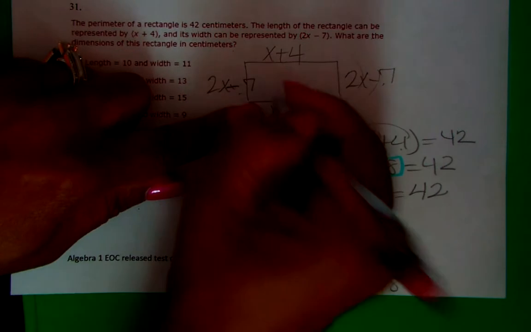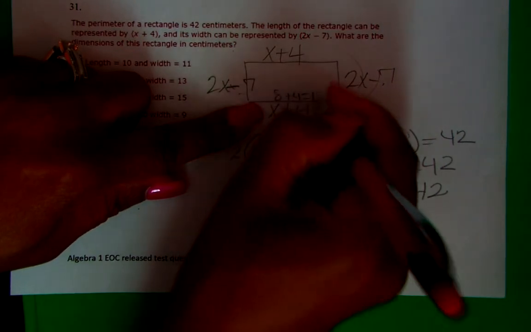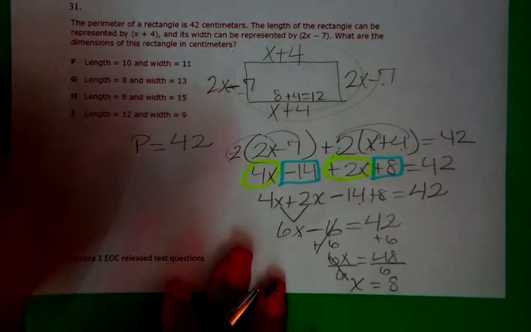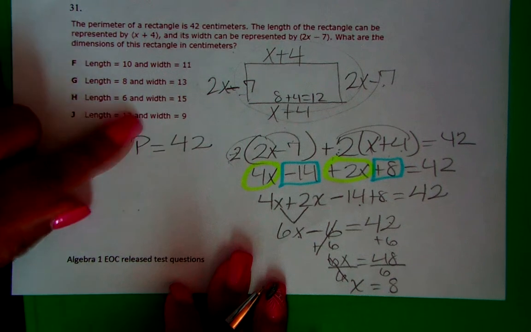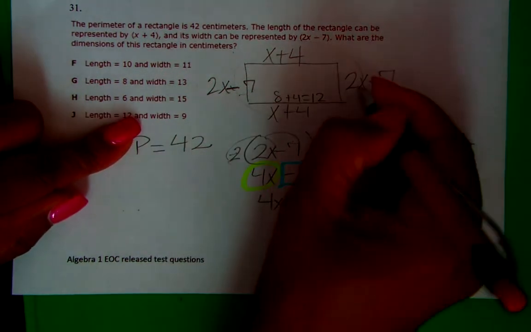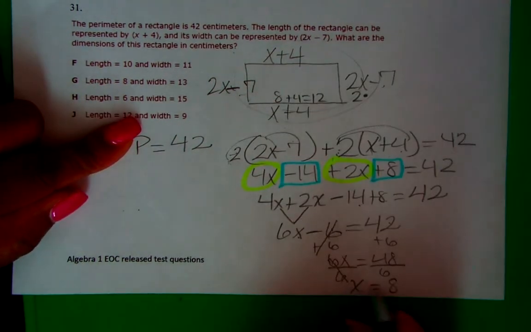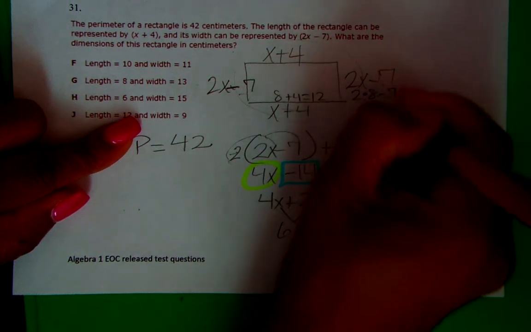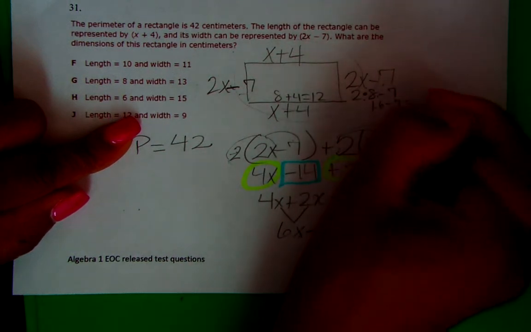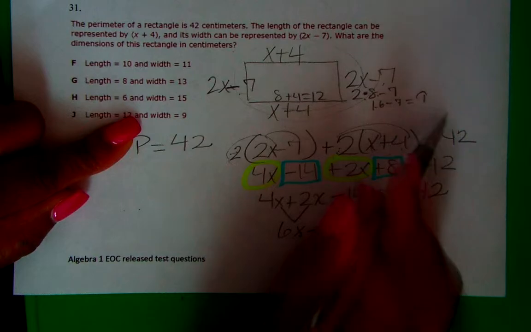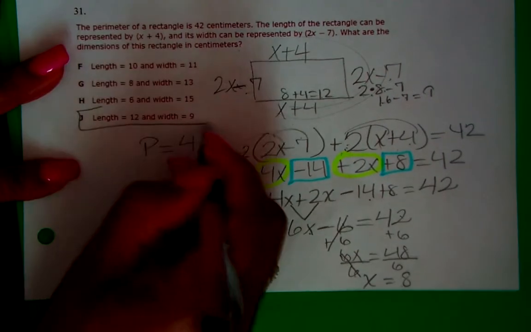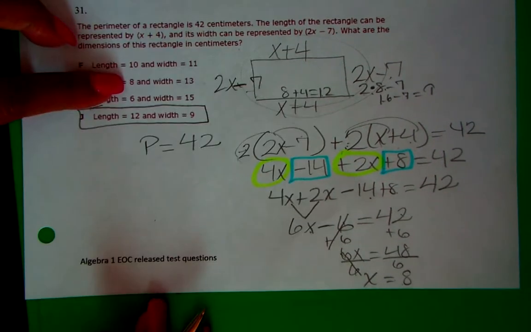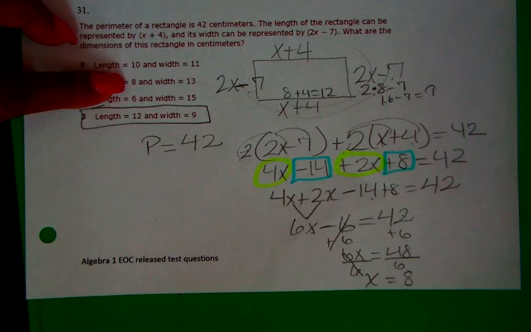So I've got to go here and say, okay, that's 8 plus 4. That's 12. Okay, so now I have a 12. Then here, I've got to put 2 times 8 minus 7. So that's 2 times 8 is 16 minus 7. 16 minus 7 equals 9. So it should be a 12 and a 9. So that would be my lovely J. Look, they try to trick you. You better watch out.